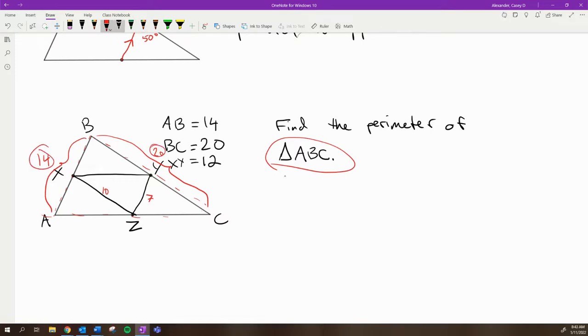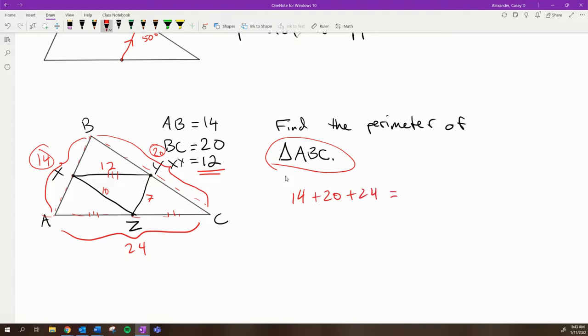And I don't know that, but I am given the fact that XY is 12 units. So if XY is 12 units, remember that it's half the side that it's opposite. So that means that AC has to be double that, or 24 units. And so to find the perimeter, I would just take 14 plus 20 plus 24 and add them together.